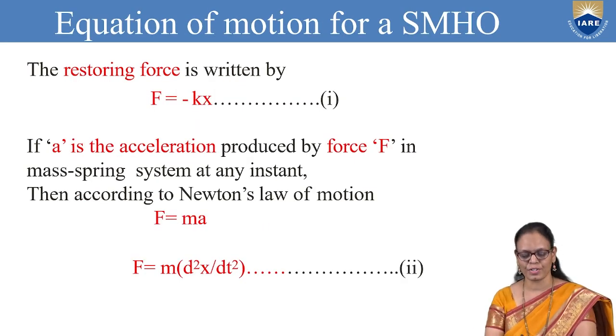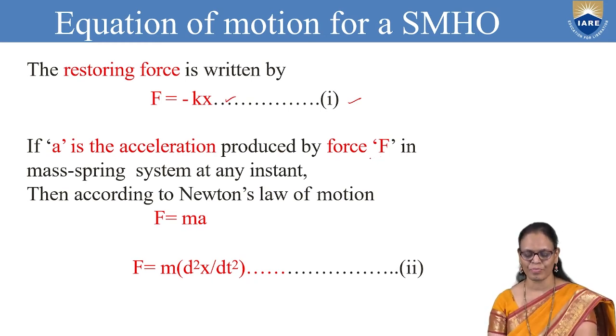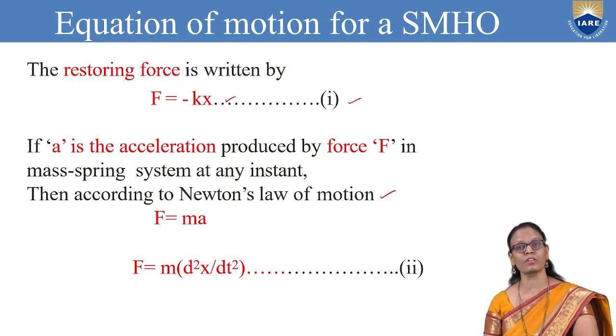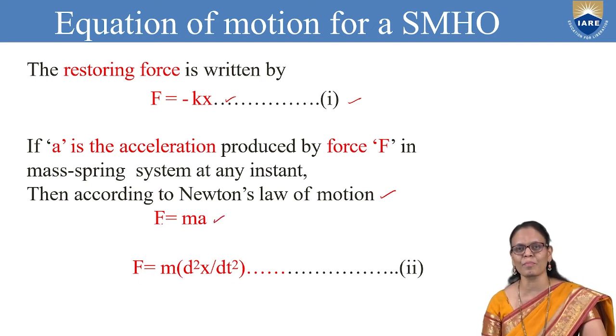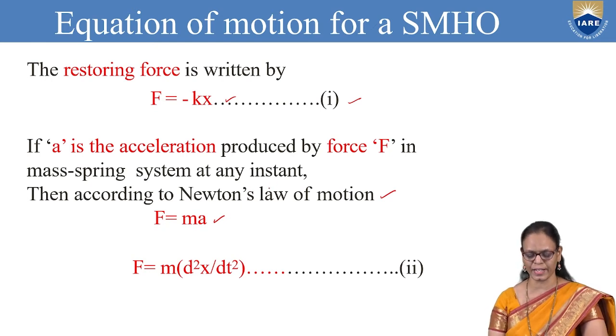Now let us write the equation. We have already seen F is equal to minus Kx. Let us denote it by 1. Now if a is the acceleration that is produced by the force F in the mass spring system at any instant, according to Newton's second law of motion, F is equal to ma. Whenever there is a force acting on a body and the body is in motion and accelerating, it should obey the law F is equal to ma. Here we have F is equal to minus Kx, and according to Newton's second law we have F is equal to ma. What is a here?